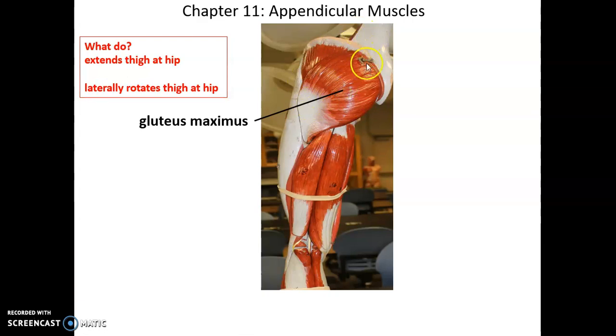To go to the posterior side, we have the large gluteus maximus. Gluteus maximus can extend the thigh at the hip joint and also laterally rotate the thigh at the hip joint.